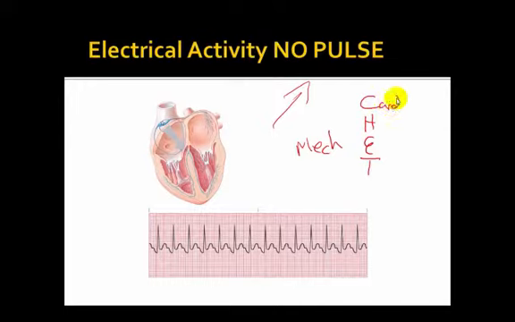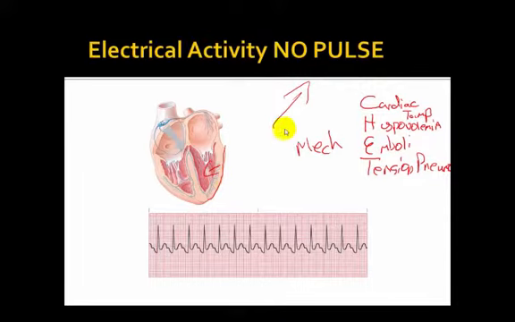Cardiac tamponade, hypovolemia, embolism, pulmonary style, and a tension pneumothorax. Now, each one of these, cardiac tamponade, bleeds around the pericardial sac, collapses the chambers, it looks great on the monitor but has no cardiac output.